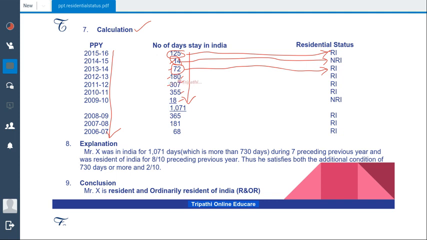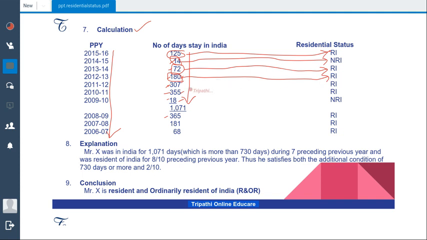Next year, 2012-13, he was in India for 180 days. Now 180 days is less than 182 days but more than 60 days. Again, in the 4 preceding previous years, you will have to check the total of the 4 preceding previous years, 1, 2, 3 and 4. So we can make out the total of the 4 preceding previous years is more than 365 days. Thus, in 2012-13, he will become resident of India.